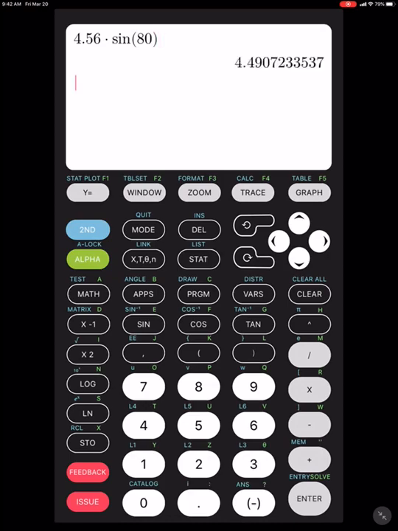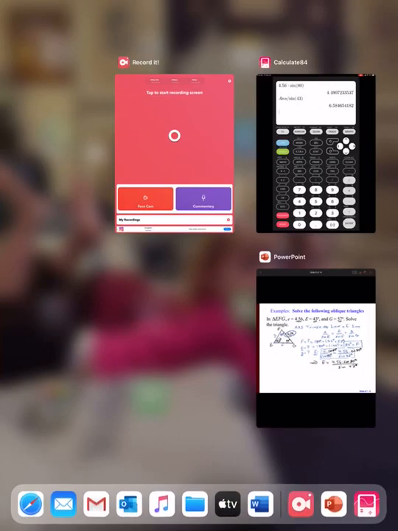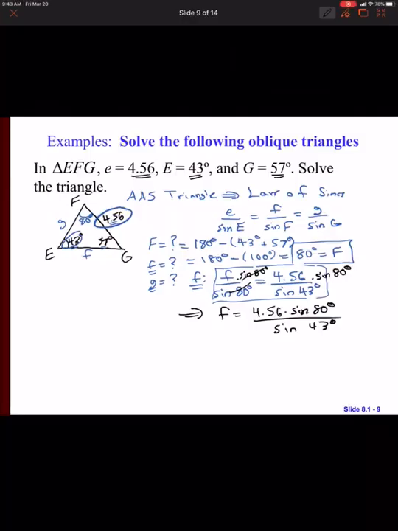We get a value of 4.4907. As we look at that, we have to divide that by what? The sine of 43 degrees. And what do we get? 6.584. And there it is. So remember, F was equal to 4.56 times the sine of 80 divided by the sine of 43 degrees, which is 6.58 if we round it. So 6.58 units. Let's put that in here. So it's approximately 6.58. So we found side F.